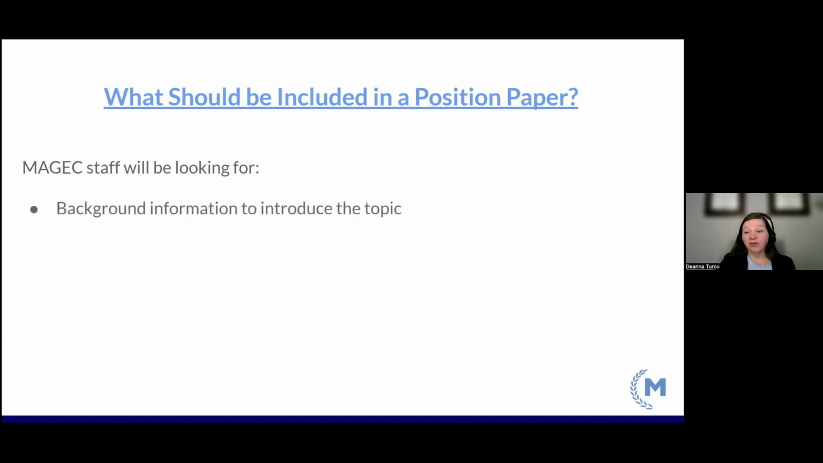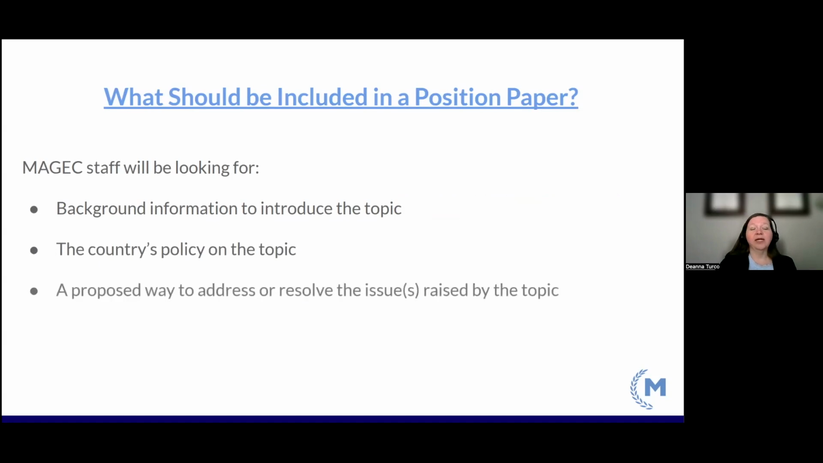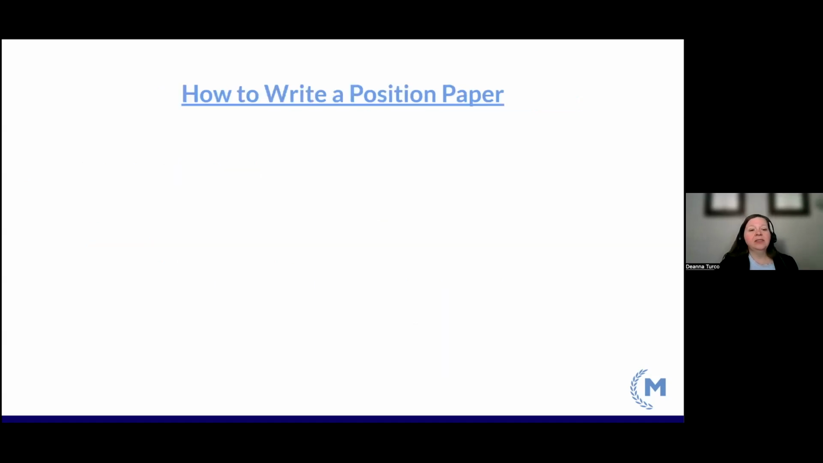We are looking for the background information to introduce the topic. We are looking for your country's policy on that topic. We are looking for a proposed way to address or resolve the issues that are raised by the topic. And remember that spelling, grammar, and overall style will also be evaluated. There is a grading rubric, which I will show you, and it's also available on our website, so you can see exactly how that breaks down for us with what we're grading as well, we staff.